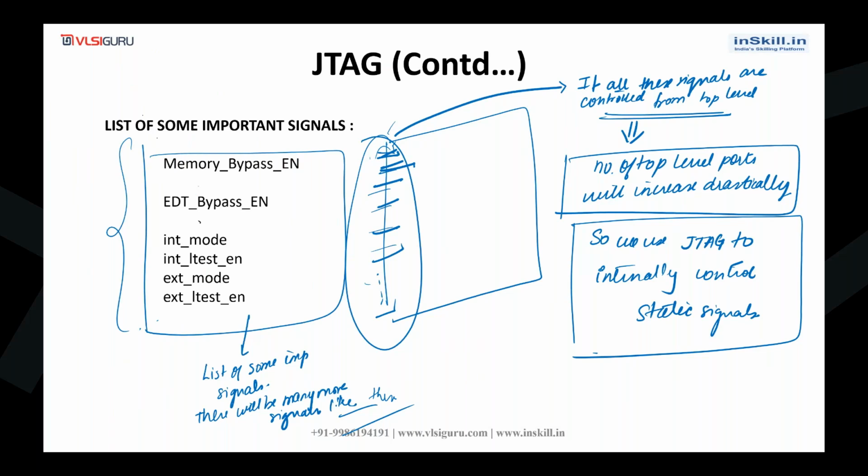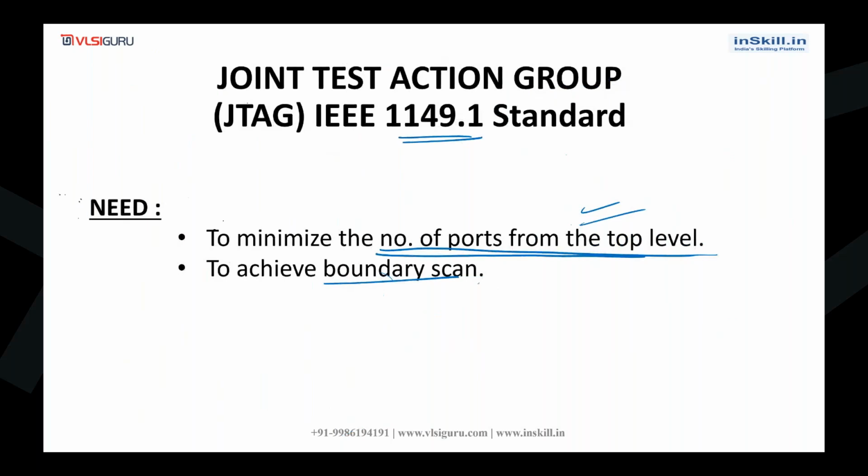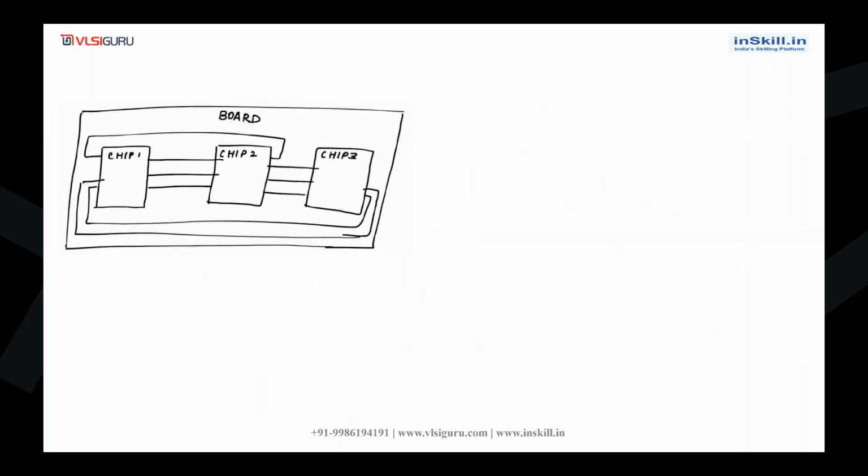So this is one need of JTAG, to minimize the number of top level ports. The other need of JTAG is to achieve boundary scan. So basically, what is boundary scan? We'll try to understand.